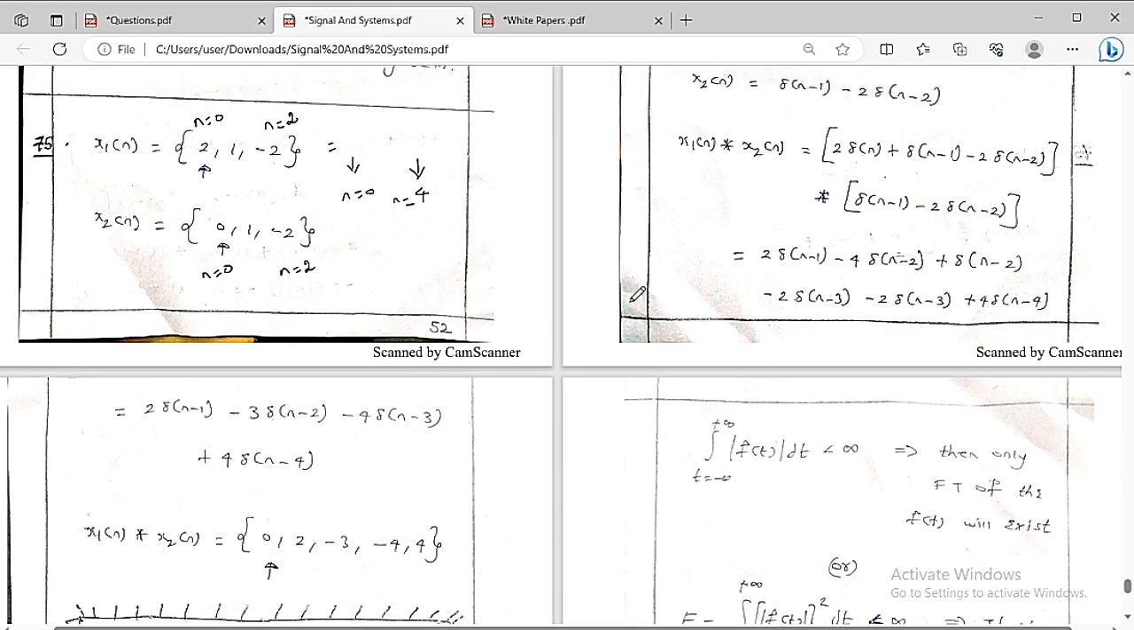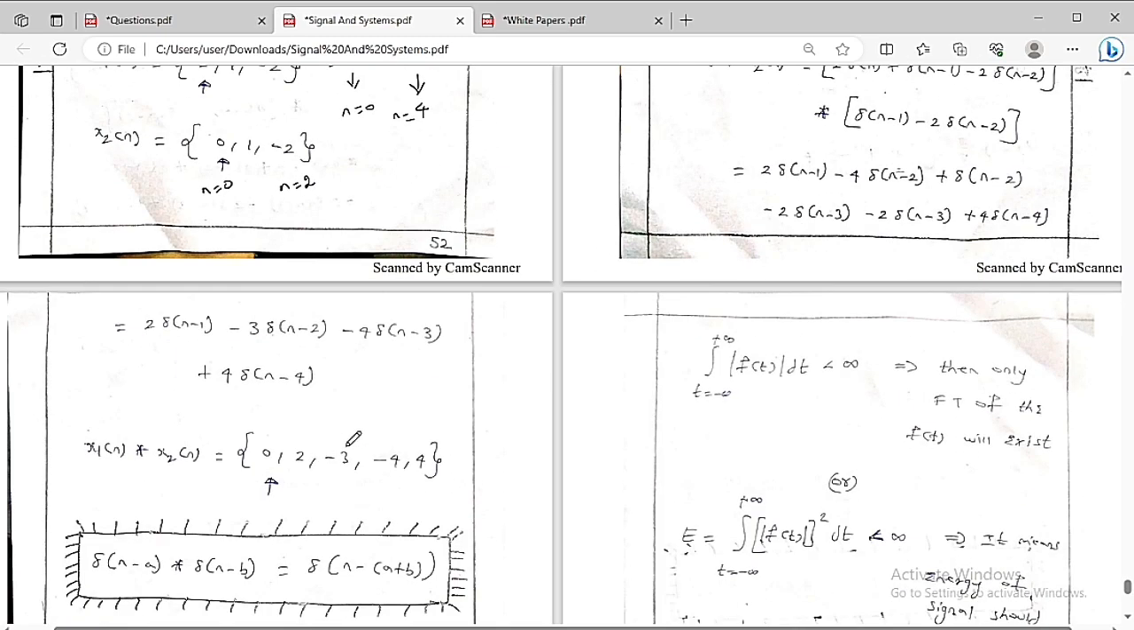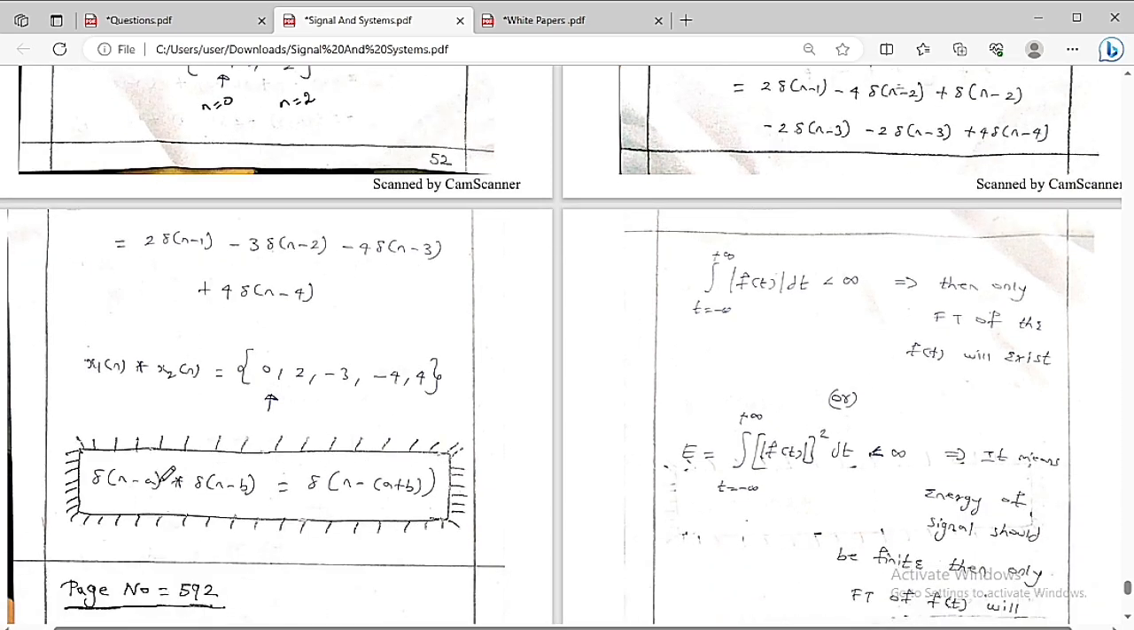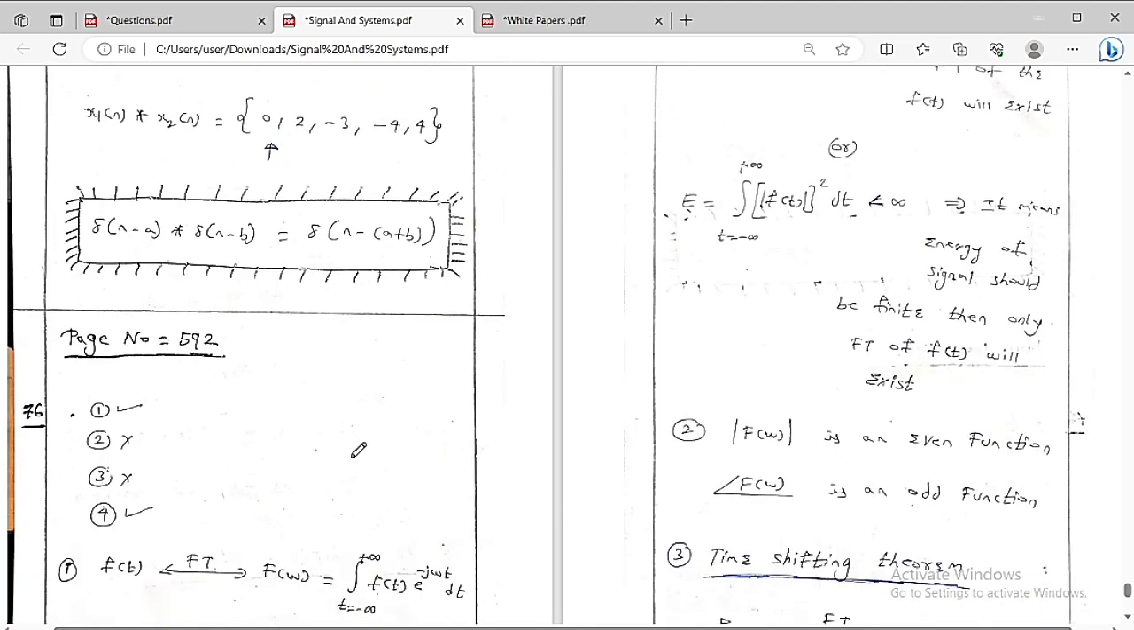So you see clearly by both the methods we got the same thing. So this is the correct solution of this question and this is not there in the options. So therefore all options are wrong. So always remember delta of n minus a convolved with delta of n minus b is equal to delta of n minus of a plus b. By using this formula only you have to get the convolution.